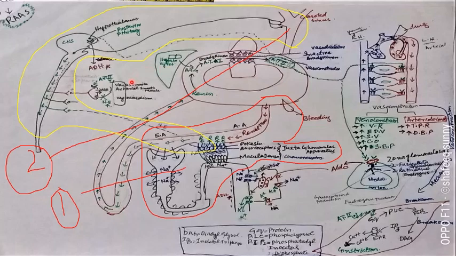Liver cells produce one special type of protein that is called angiotensinogen. Mind it, it is not produced in a crisis but is produced all the time in the body, all the time in the blood. Renin works on angiotensinogen and converts it into angiotensin 1.